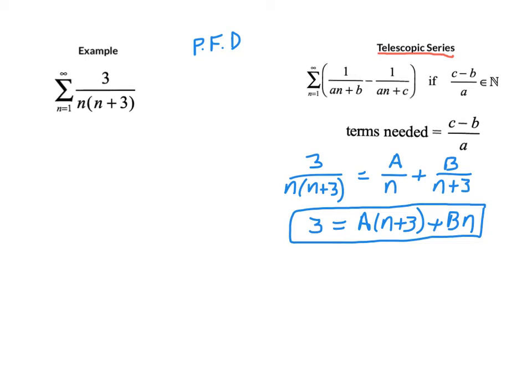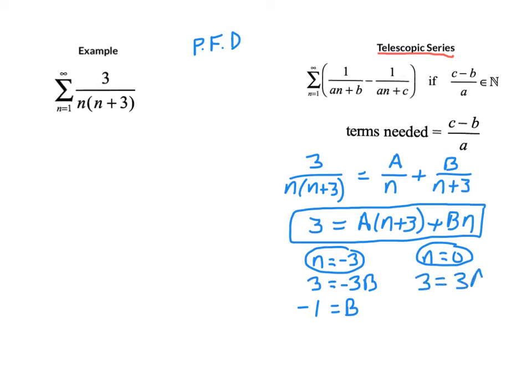So for instance, if we let n equal negative 3, the equation that we get is 3 equals negative 3B, so B is minus 1. And then if we let n equal 0, the equation is 3 equals 3A, so A equals 1. So this distinct linear factor case is some of the easier partial fraction decompositions that we encounter.